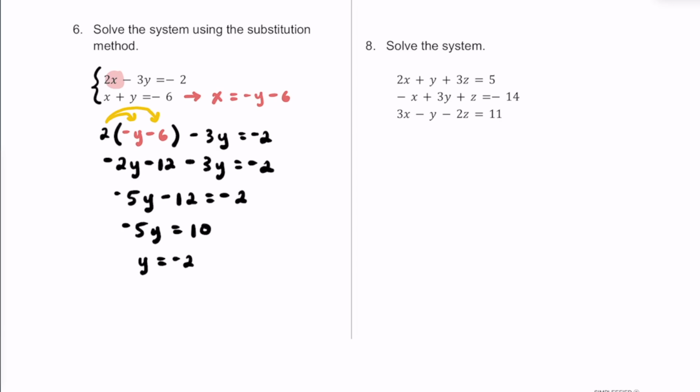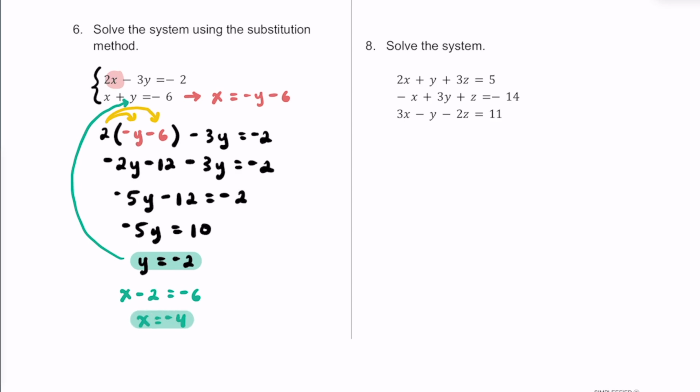All right, so this is going to be the y coordinate of our solution. If we take this and just substitute it back into one of our equations, we can solve for x. So I'm going to substitute into the bottom equation. I think that one's a little easier. If we do that, we're going to have x plus negative 2, or just x minus 2, is going to be equal to negative 6. And then if we add 2 to both sides, we get x is equal to negative 4. So this would be the x coordinate for our solution.